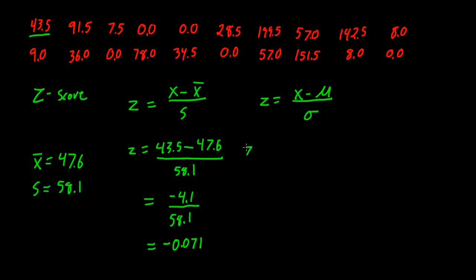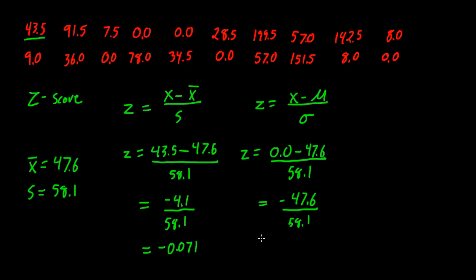So the next one we're going to do is we're going to calculate the Z-score for 0.0, which was our mode, or our most occurring element in our data set. And we're still going to subtract off the mean, so 0.0 minus 47.6, and divide it by our same standard deviation of 58.1. So if we do that subtraction, we get an obvious negative 47.6 on the top, and we get our same 58.1 on the bottom. So if we then do that division, we get negative 0.820 for our number of standard deviations away from our mean, or our Z-score for 0.0.